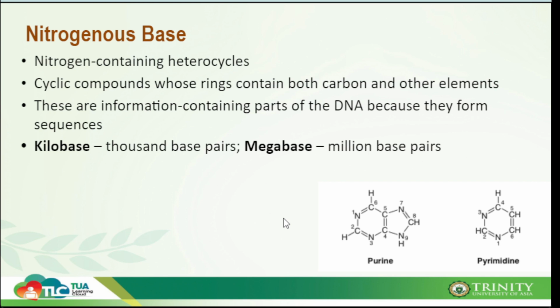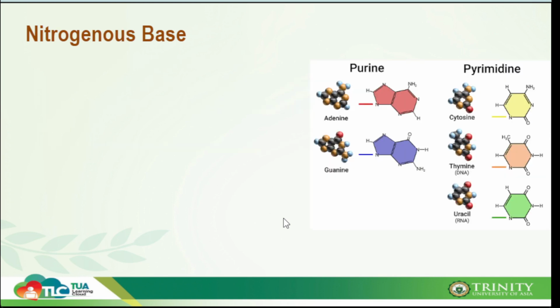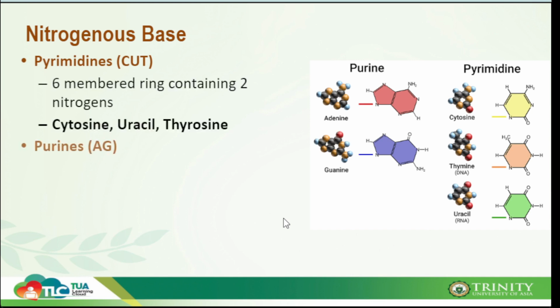So, if there are 1,000 nitrogenous bases, we usually call it a kilobase. And if there are millions already of base pairs, we call it a megabase. Now, there are two types of nitrogenous bases, your pyrimidines and your purines.